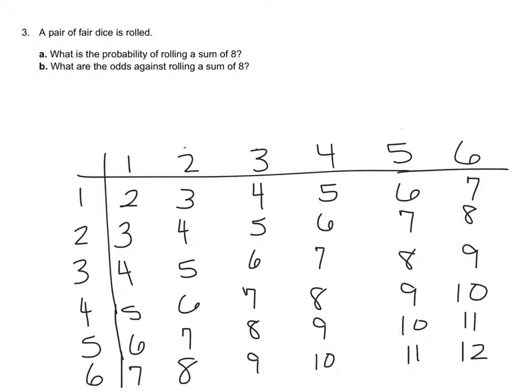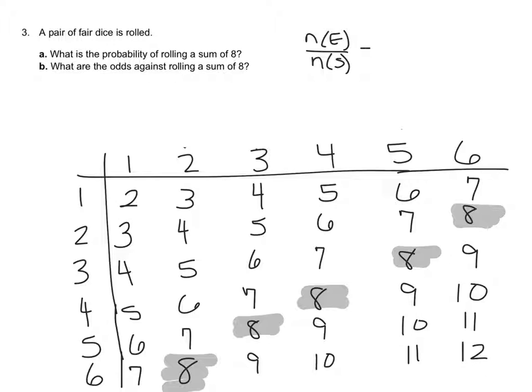Part A asks me to find the probability of rolling a sum of 8. So I'm going to highlight all the 8s I see inside the chart. So I have 1, 2, 3, 4, 5, 8s. Now probability is NE over NS. And this just says the number of times that an event occurs over all total possible outcomes. So the number of times that 8 occurs in my chart is 5 times.